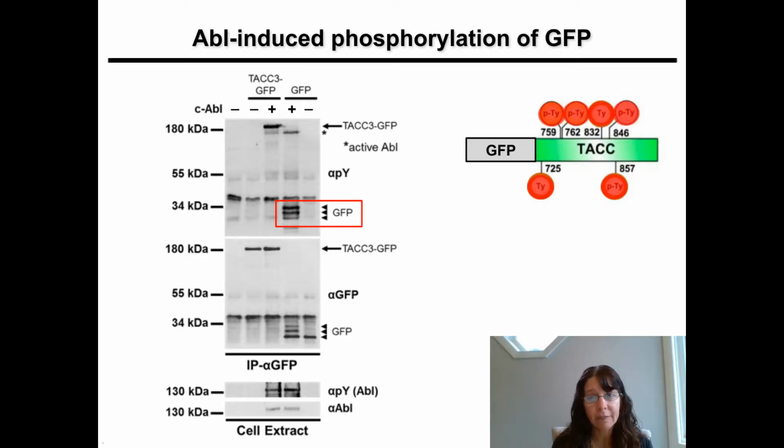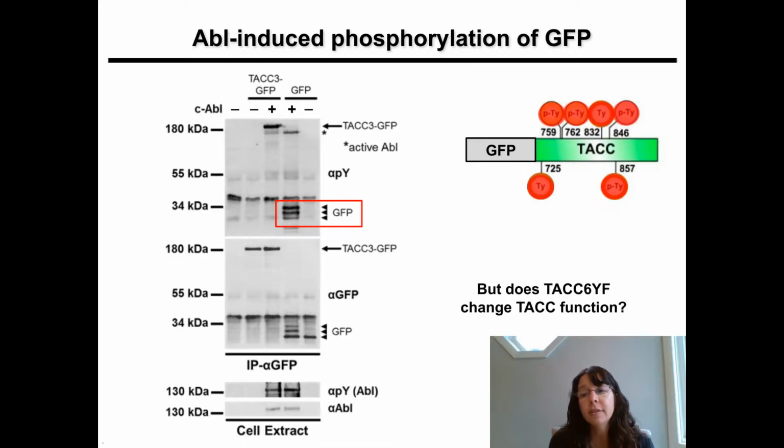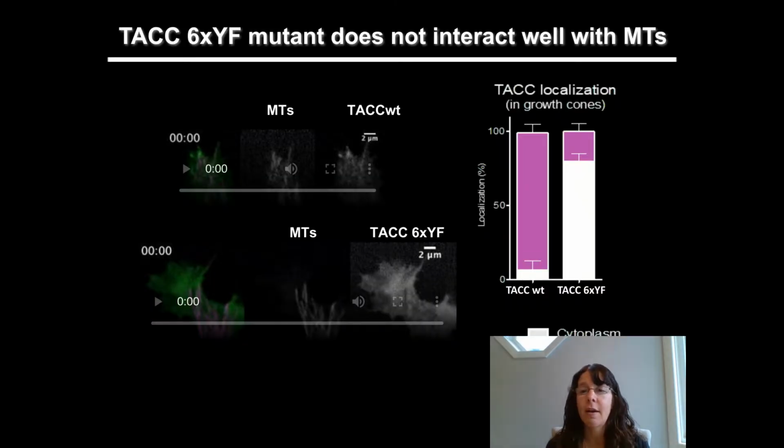But we still had this TACC phosphonull, and so she wanted to know, does the phosphonull change TACC's function? And here what she did was she expressed TACC, both the wild-type TACC as well as TACC phosphonull, and she found that under control conditions, wild-type TACC, most of it bound to the microtubule, but the TACC phosphonull, most of it did not bind the microtubule, and instead was stuck in the cytoplasm.